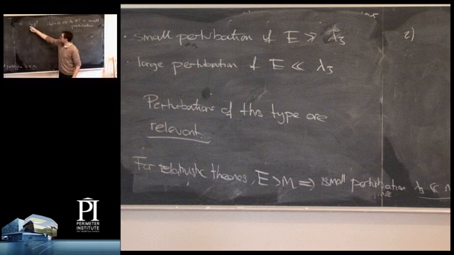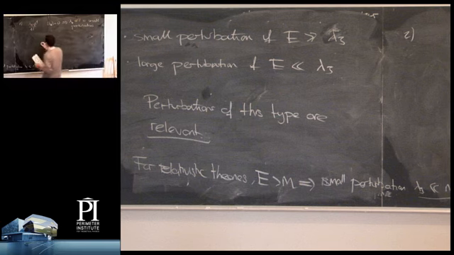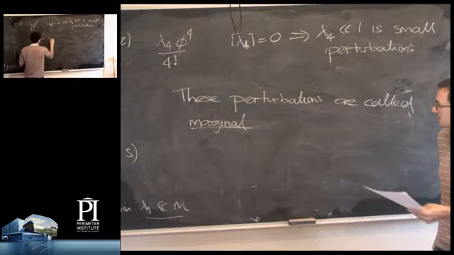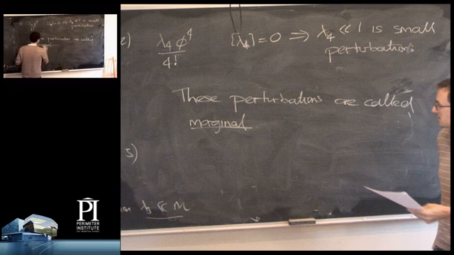Okay, the phi to the 4 term is very easy. Now this lambda here is dimensionless. So if we want this to be a small perturbation, we could just choose lambda 4 to be a number less than 1. And there's a name for these kinds of perturbations. They're called marginal perturbations.